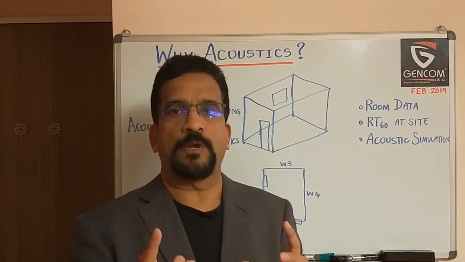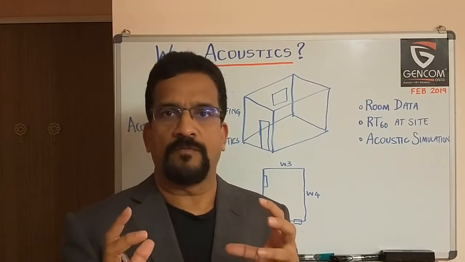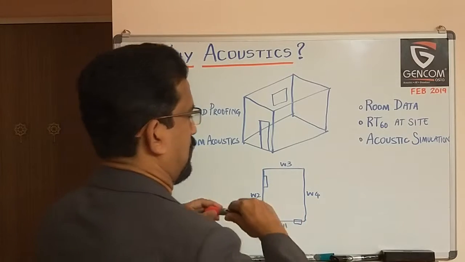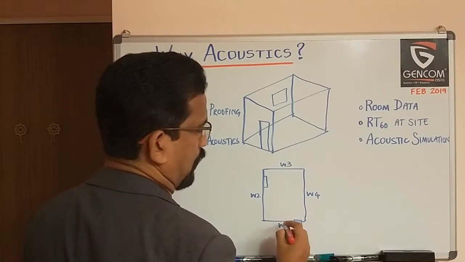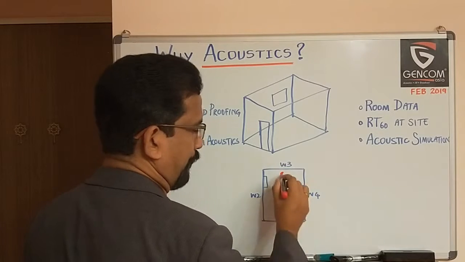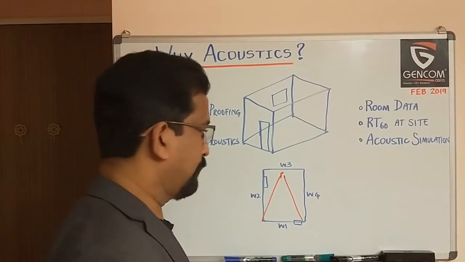And second thing, we need pictures. Okay, that gives some important information to us. Now for example, if you are taking this W1, okay, take a picture from here, so that you have the full view of this particular wall, top to bottom.